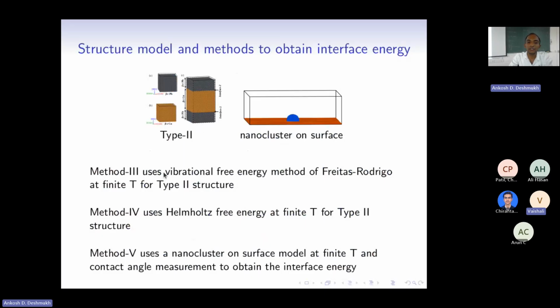So in method 3, we use the vibrational free energy methodology.